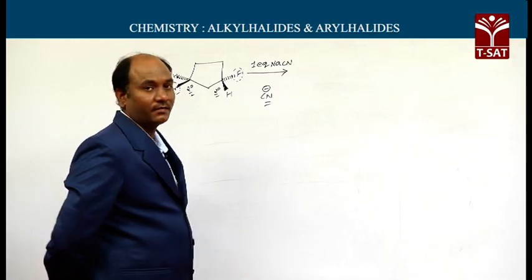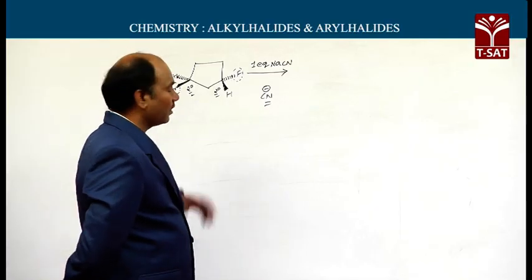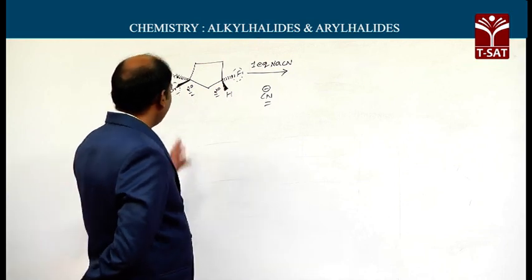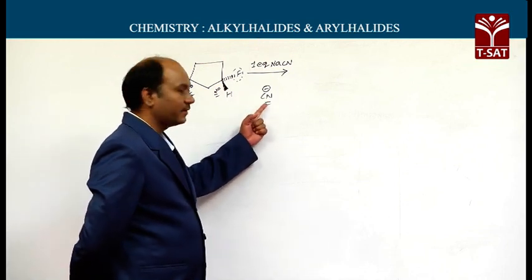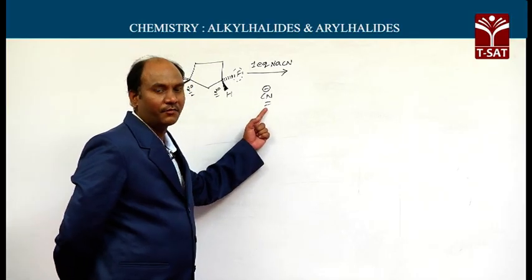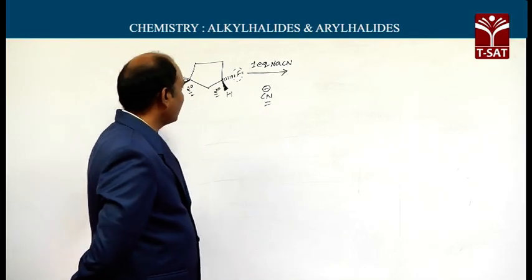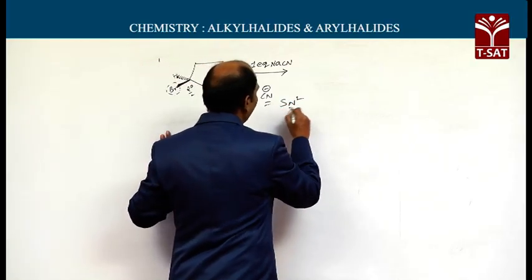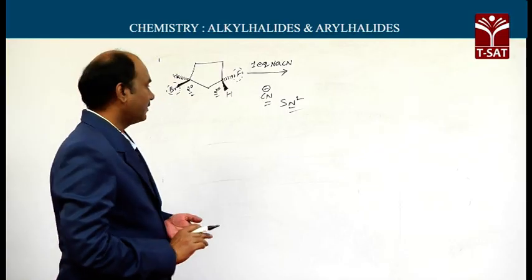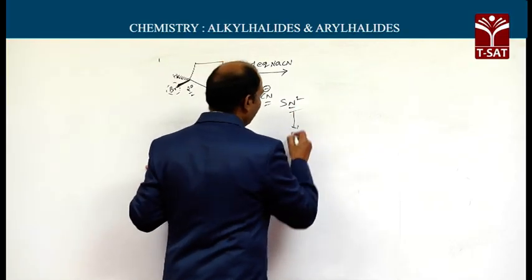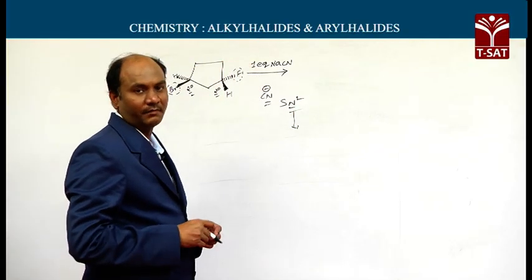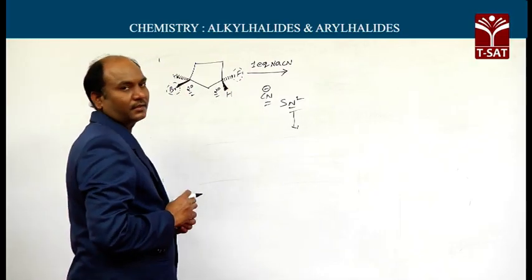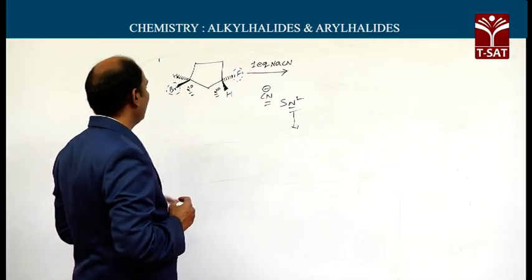Now CN minus is given. So this is an alkyl halide, and it undergoes either SN1 or SN2. Definitely it is secondary, and this CN minus is a strong nucleophile, therefore it decides whether it is SN1 or SN2. Due to CN minus it becomes an SN2 reaction. In an SN2 reaction, the nucleophile attacks from the back side of the leaving group. Here we have 2 leaving groups, Br minus and F minus. Which is the good leaving group?